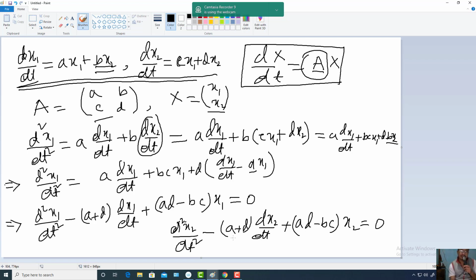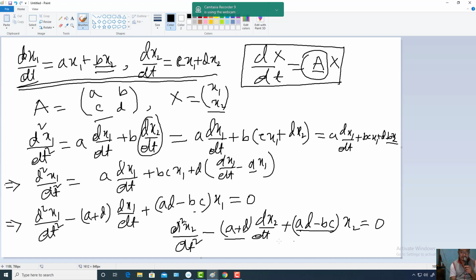Okay, so what is a plus d? A plus d is the sum of the diagonal; we call it the trace of the matrix A. And ad minus bc is the determinant of the matrix A. So this is the trace of the given square matrix, and this is the determinant of the given square matrix. All right, so again, if you find the characteristic equation of this one, how to solve this one?